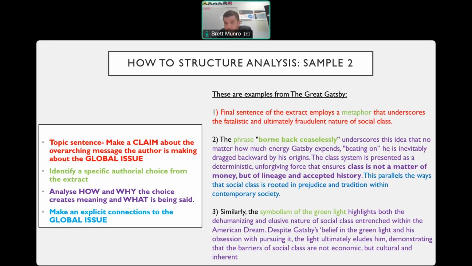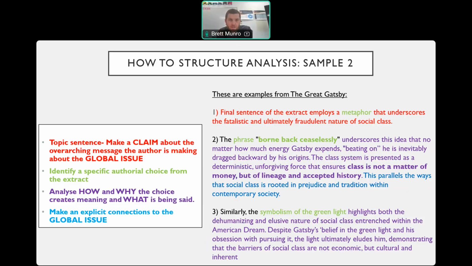You can see in those first few words there that I've signposted where my example is coming from and what I'm actually analysing. In this case, it's the extract, but specifically the final sentence. And then in that second part, after the word metaphor, we have our idea or our claim. That is, that the extract underscores the fatalistic and ultimately fraudulent nature of social class.